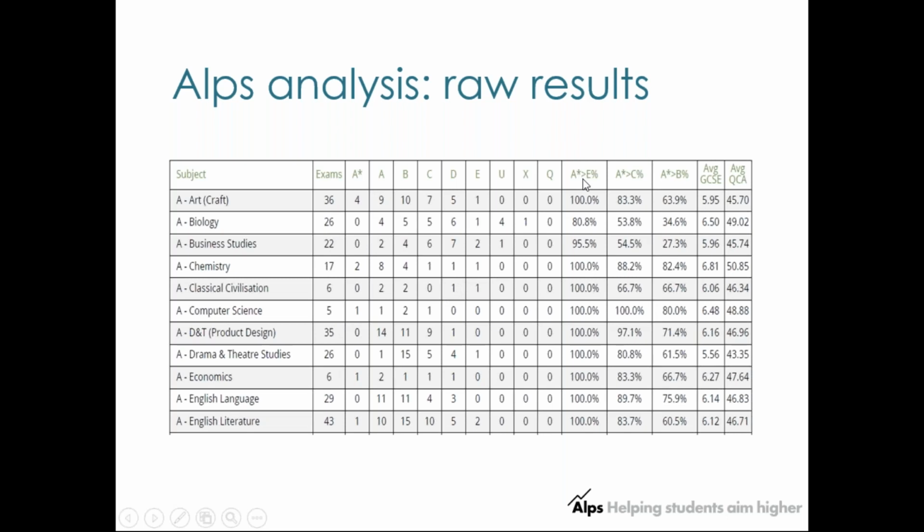You can see here we've also given you some breakdown by subject of A star to E, A star to C, and A star to B, because that's useful. It's nice here that we've given you an average GCSE point score on entry for the cohort for this subject. So you can see the types of subjects that might attract a higher or a lower GCSE input score. And there's the equivalent QCA score.